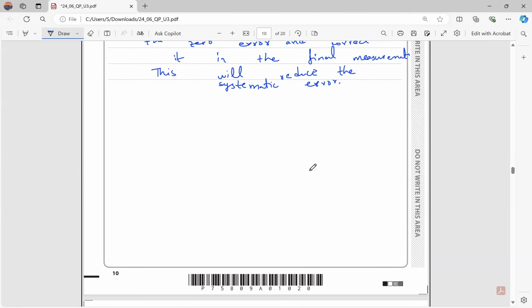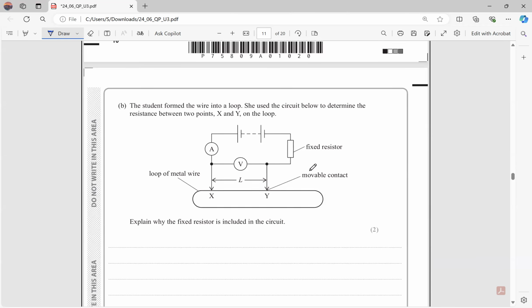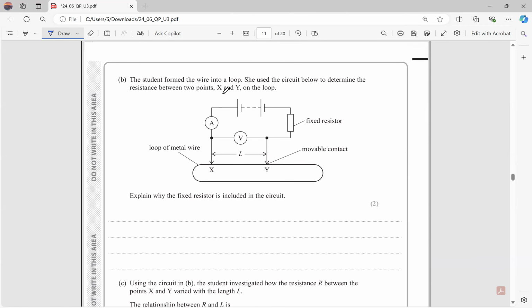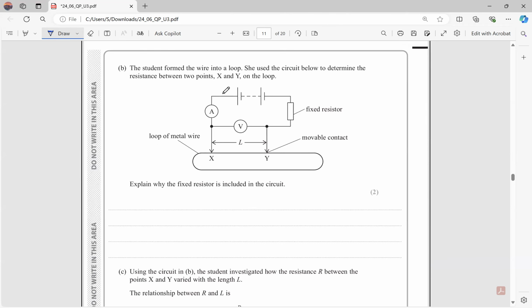Okay, next part, B. We've got a circuit over here now. The student formed the wire into a loop. She used the circuit below to determine the resistance between 2 points, X and Y, on the loop. Explain why the fixed resistor is included in the circuit.